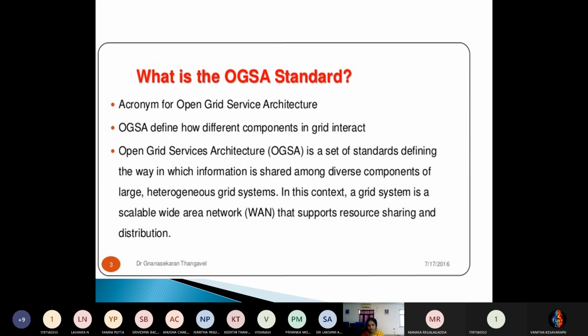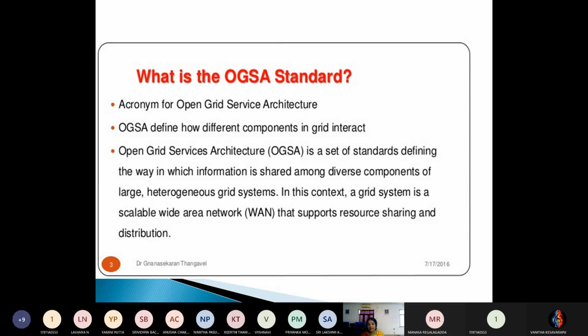So that is why we are using the OGSA, and it will be discussed what components are available in the grid to interact with the others. OGSA architecture is a set of standards defining a way in which information is shared among the components of large heterogeneous grid systems. So what is the use of Open Grid Services Architecture? This standard is used to share information among the diverse components of large and heterogeneous grid systems.